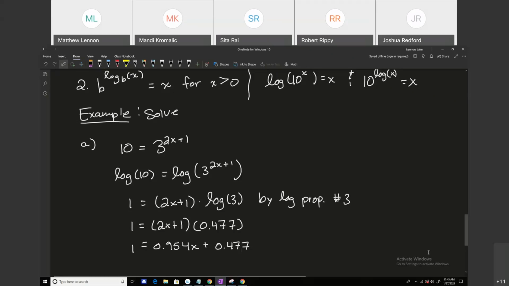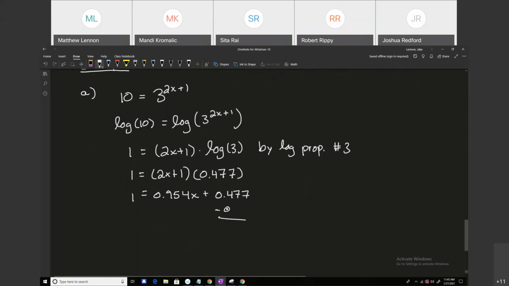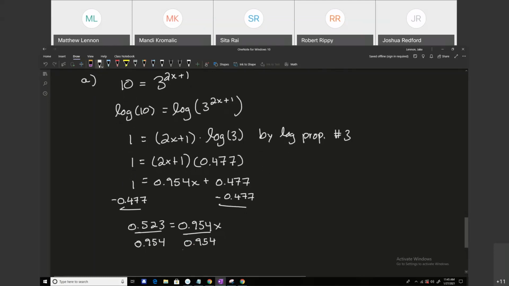And then we can just go ahead and solve this in 2 steps. It's just a linear equation now. So we just want to subtract the 0.477 on both sides. So we've got 0.523 equal to 0.954x. And then we divide by the 0.954. So that gives us a final answer of about 0.55 is equal to x.